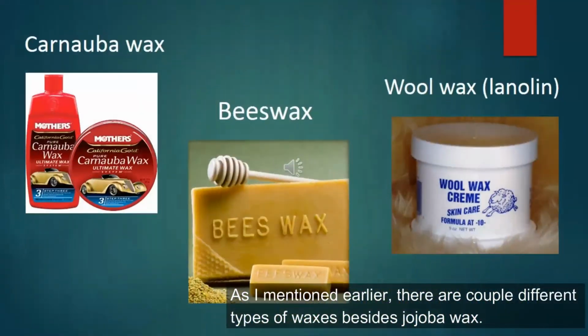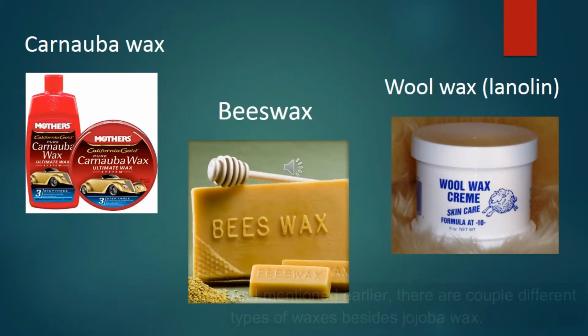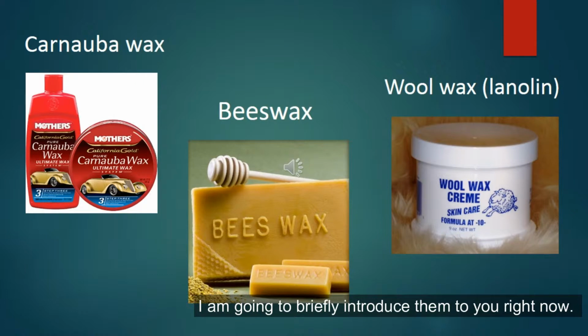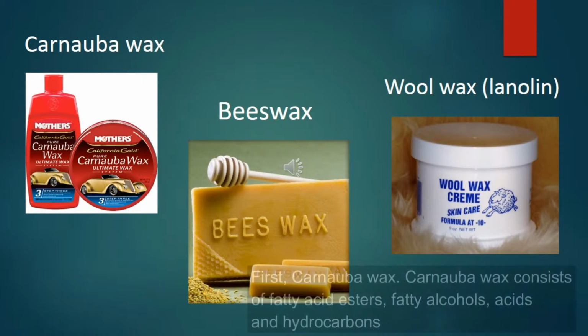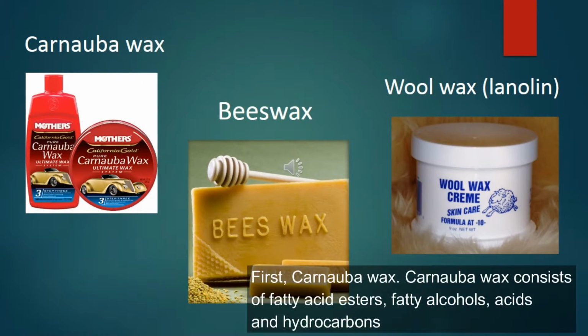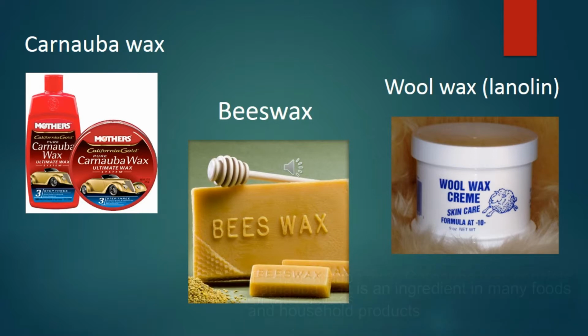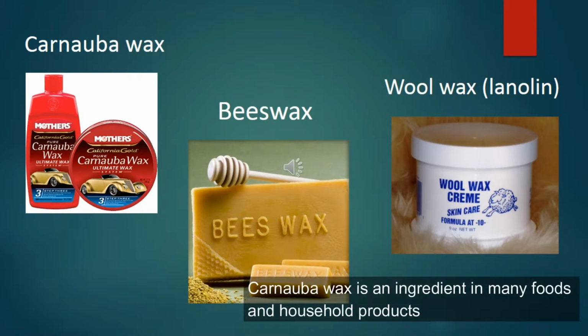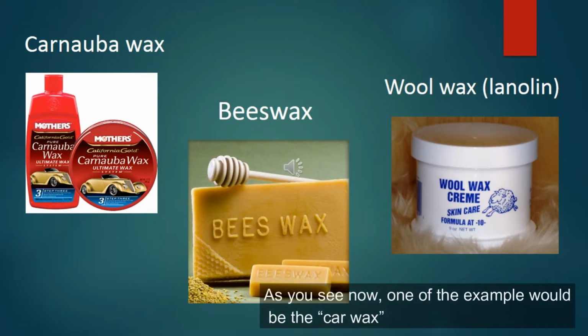As I mentioned earlier, there are a couple of different types of waxes besides jojoba wax. I'm going to briefly introduce them to you right now. First, carnauba wax. Carnauba wax consists of fatty acid esters, fatty alcohols, acids, and hydrocarbons. Carnauba wax is an ingredient in many foods and household products. As you see right now, one example is car wax.